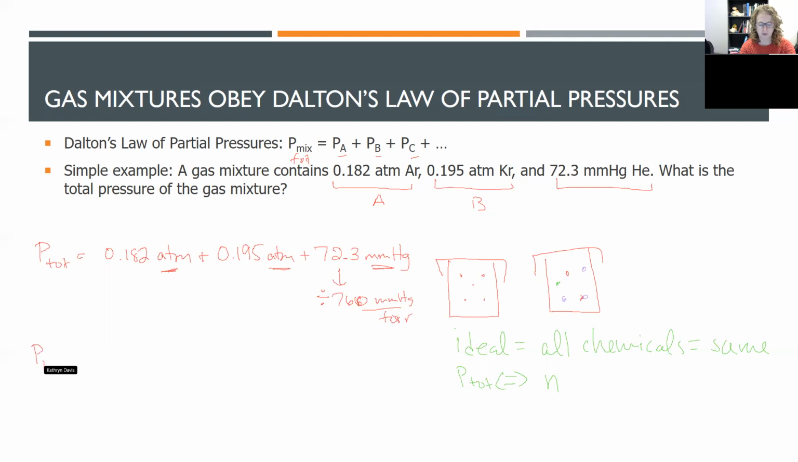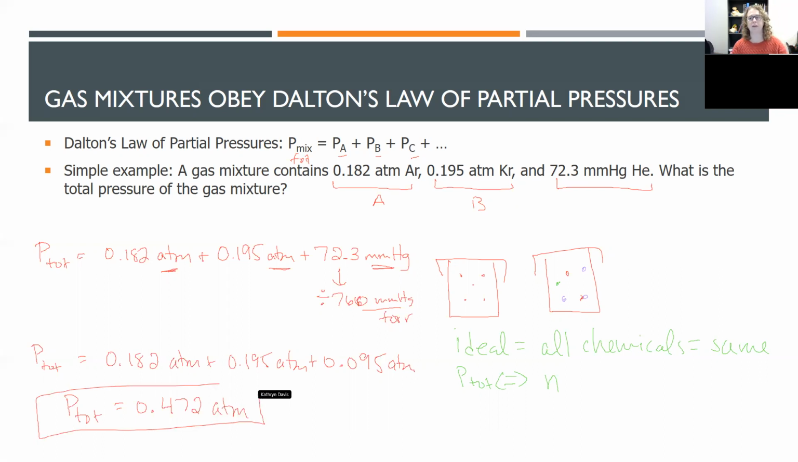So really the total pressure is 0.182 atmosphere plus 0.195 atmosphere plus 0.095 atmosphere. And if I add all those together, I get a total pressure of 0.472 atmosphere. Dalton's law is as simple as identifying the components, making sure all the pressure units match, and adding them up. And so what typically happens with Dalton's law is we give you more interesting problems than this. So let's look at one.